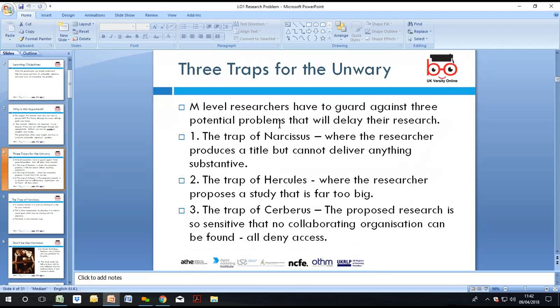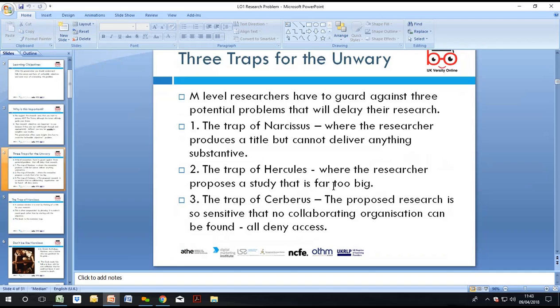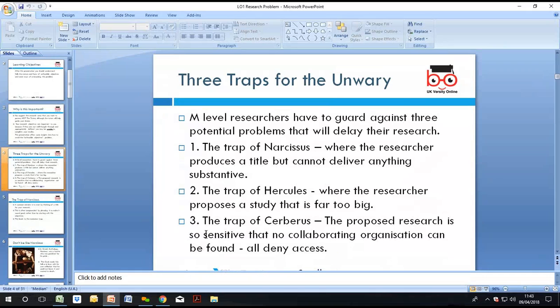These are the traps. Basically, where you produce a title, an idea, but you can't deliver anything substantive to go with it. The second trap of Hercules is where the researcher proposes a study that is far too big altogether, and it would take hours and hours by lots of research assistants doing interviews and long questionnaires. That's the second trap. The third trap, Cerberus, is where the proposed research is so sensitive that no collaborating organisation can be found and all deny access. So that means it's something that is very sensitive to a company that you want to look at, and you can't get any supporting evidence to put together or to find out whether your research theory is right or wrong.